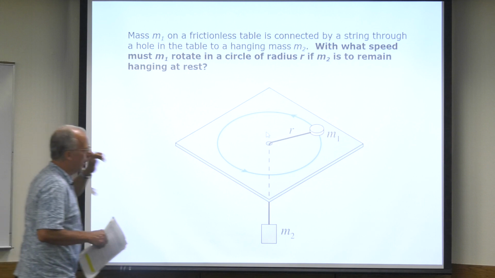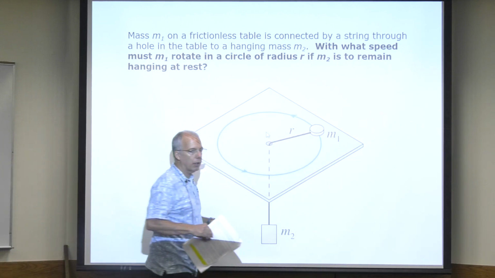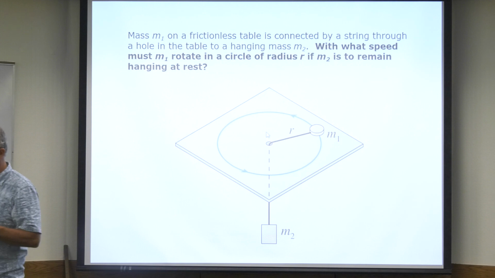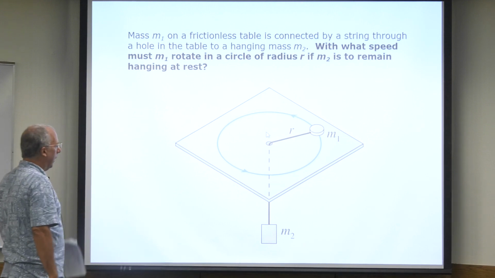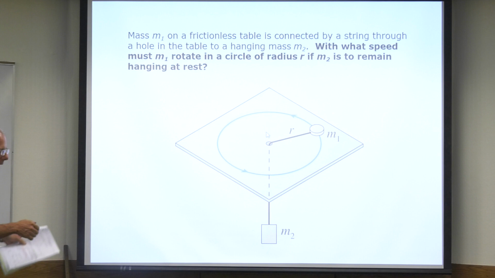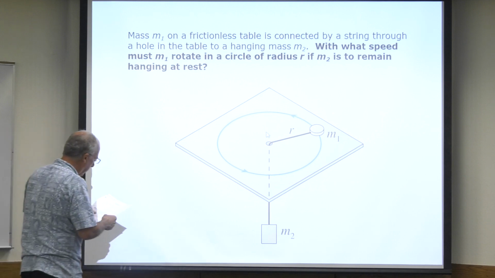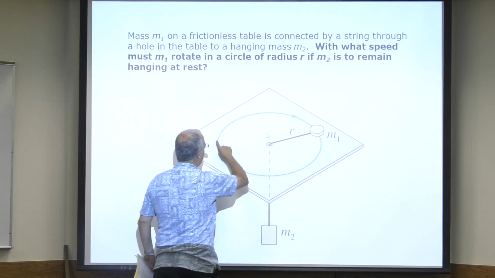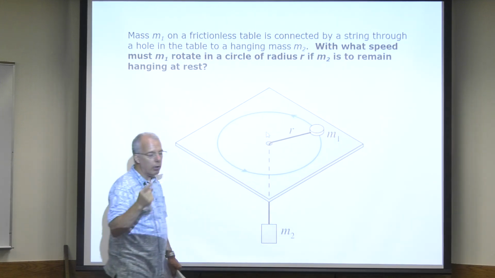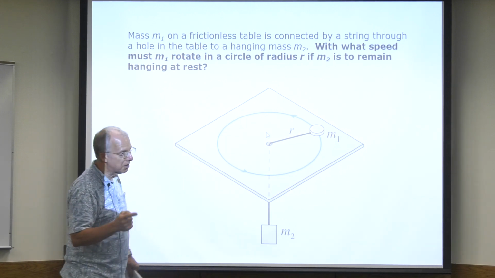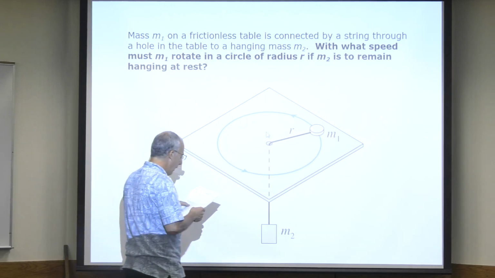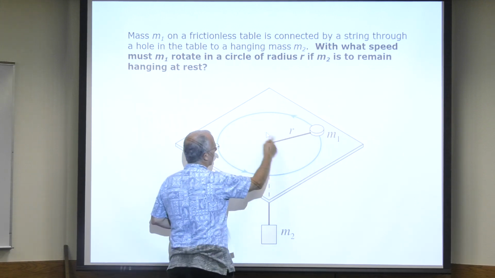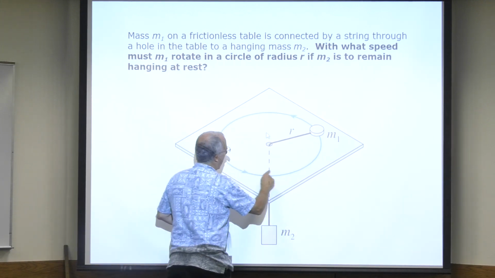So what are we saying? We're saying M1 is moving in a circle at the right speed, so M2 doesn't move. Doesn't that kind of sound like orbital motion, free fall? Good review problem, right? All right, so M1 is going in a circle. That means it has centripetal acceleration, right? Okay, so what is the centripetal force acting on M1?